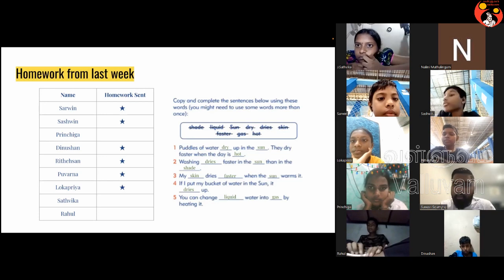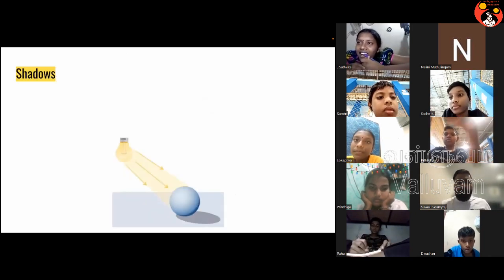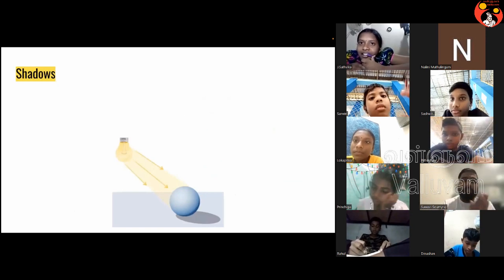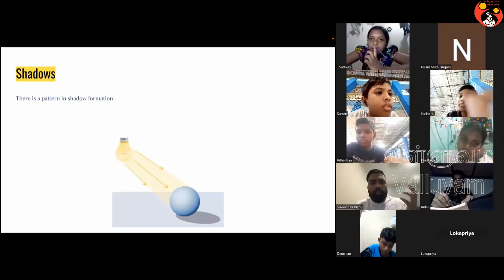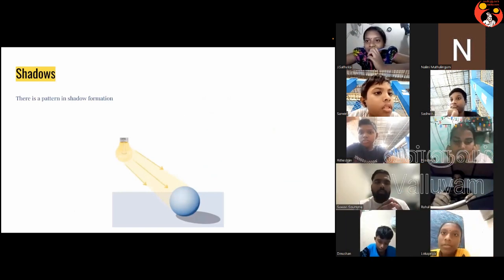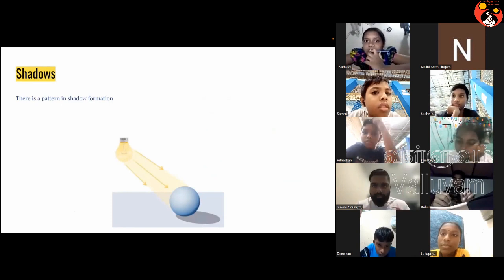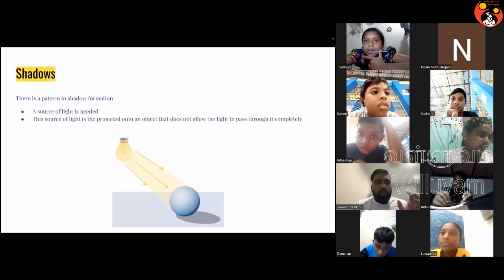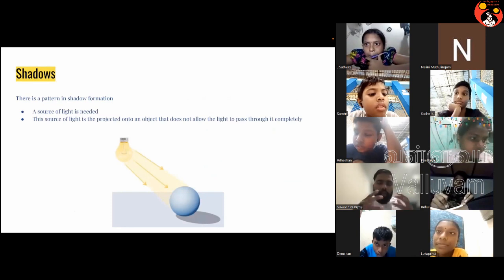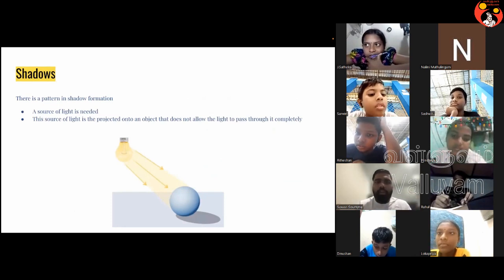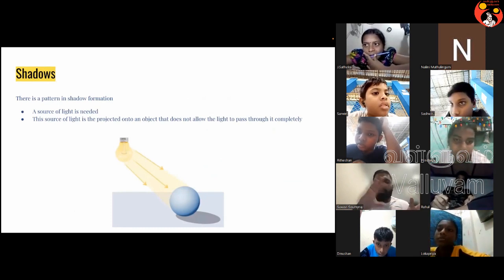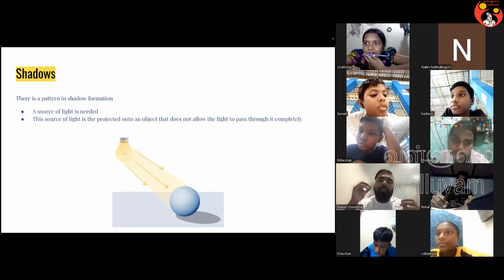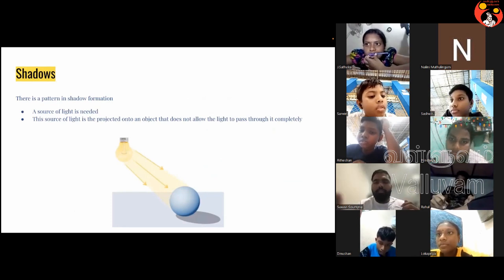So I'll go on to the actual content for this week. So with light, a result of the light is shadows, right? Now, there is somewhat of a pattern when you look at shadow formation. For shadows to occur and take place, a source of light, as you can imagine, is needed. And that source of light is projected onto an object that does not allow light to pass through it completely.